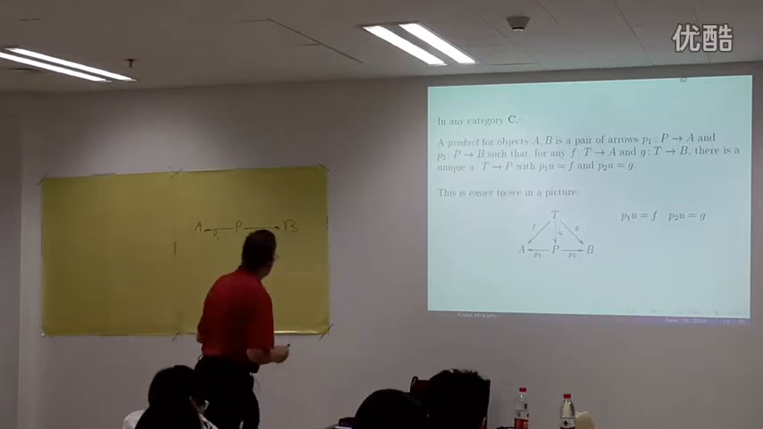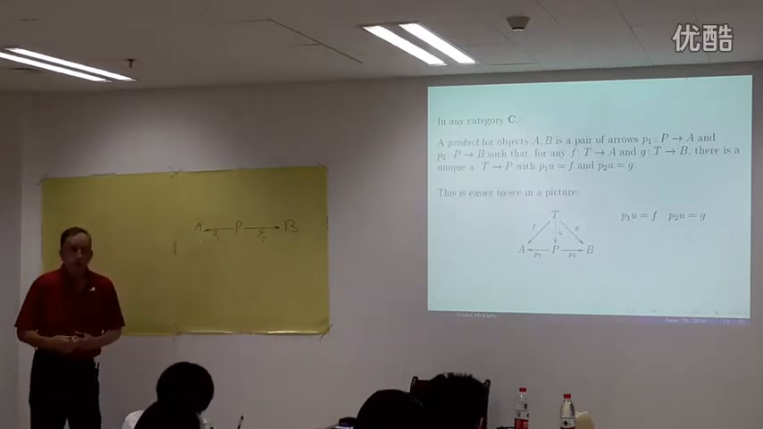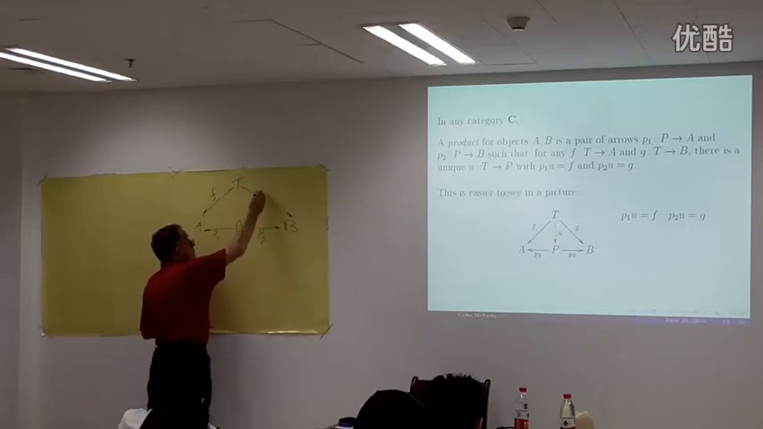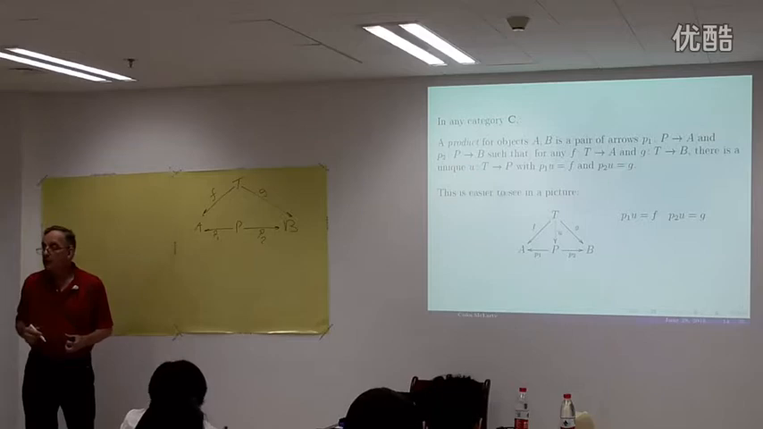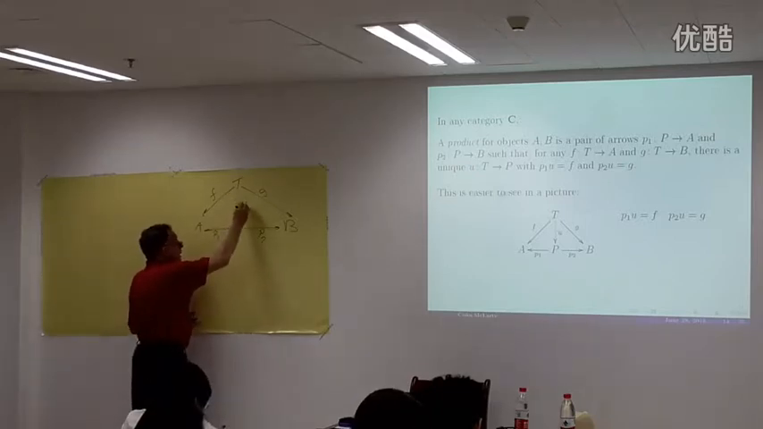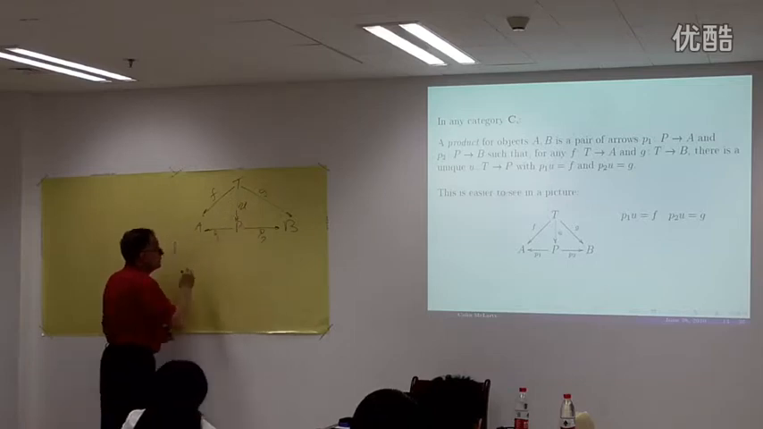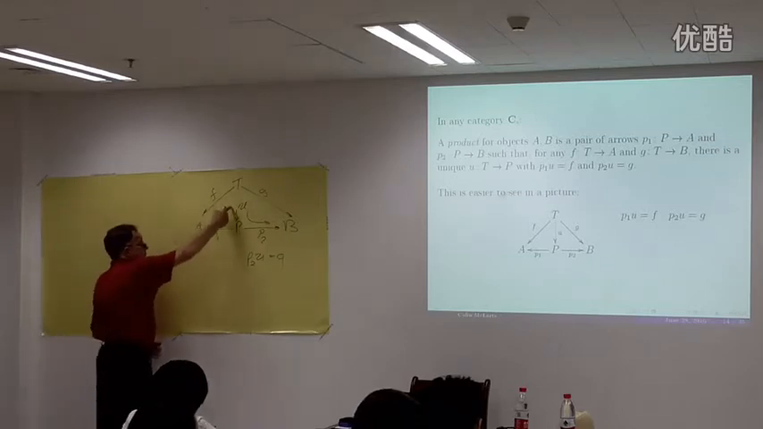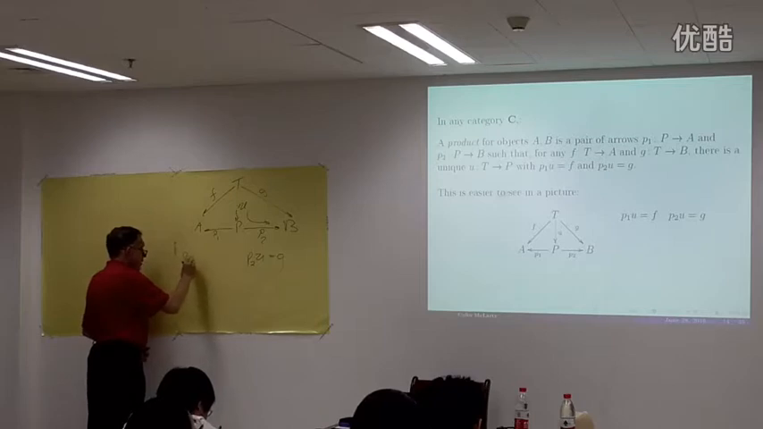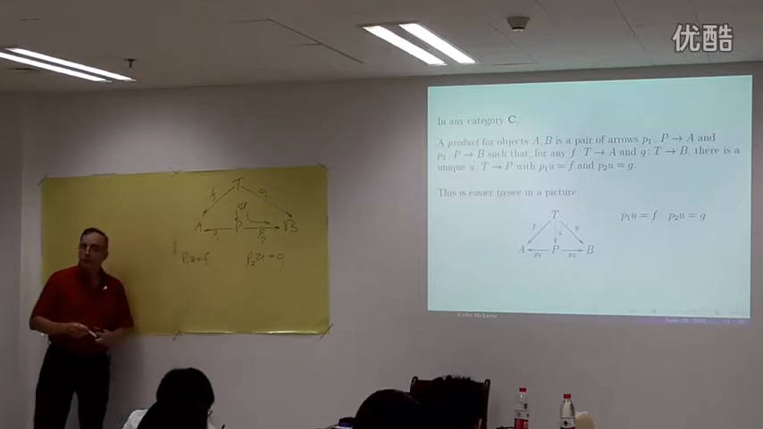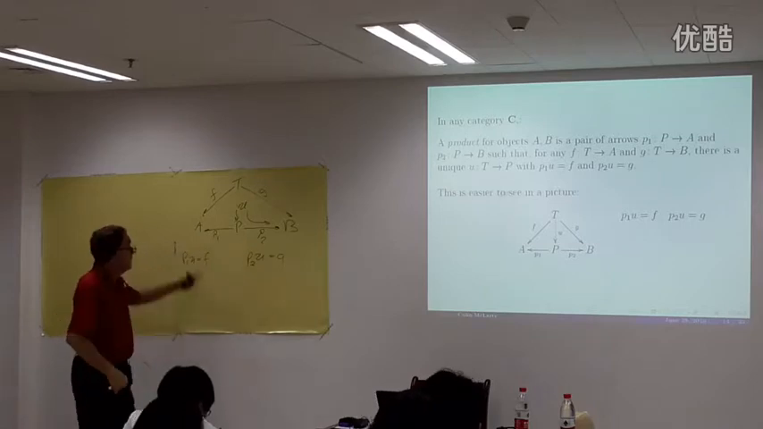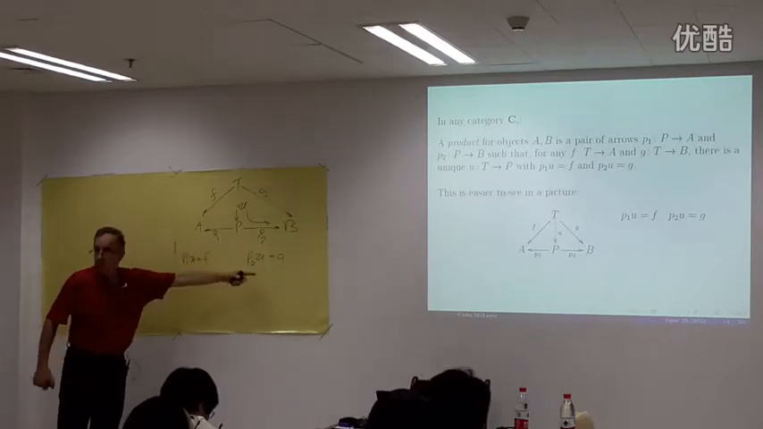And what makes it the product is that this is sort of universal among pairs of arrows to A and B. The idea is take anything with a pair of arrows. You might have lots of things with pairs of arrows to A and B, but anything you do, there is a unique arrow U to P, such that doing this, that's P2U, is that. And doing this, that's P1U, is that. So it's an object with arrows to A and B. It's universal among objects with arrows to A and B. Anytime you got an object with arrows to A and B, there's a unique map to this one that gives you those maps.